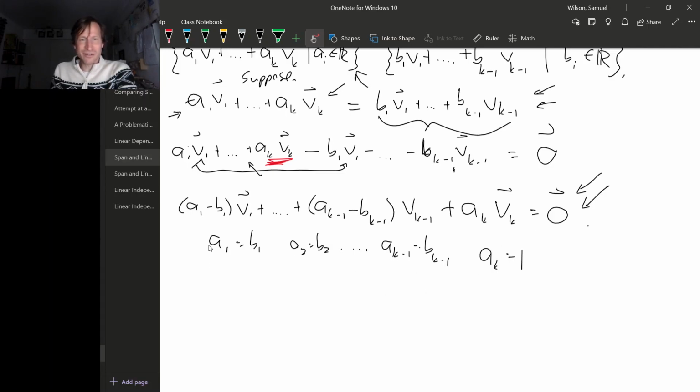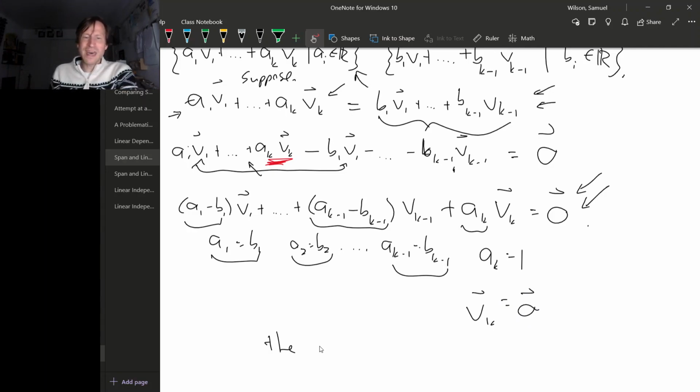Because we made all of these choices, all of these are 0, except for this one right here. So this gives us v sub k equals 0. But we said at the very beginning that all the v's are linearly independent.